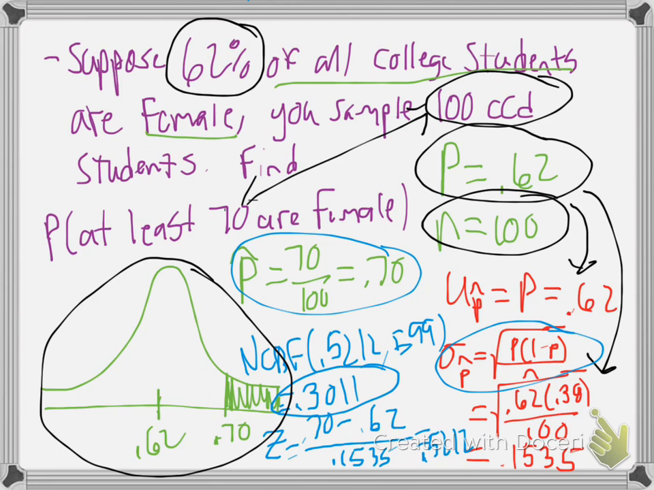The p-hat is your observation on the normal curve. The mean is the center. From there, once we have the picture, we're doing the normal z-score, normalCDF sequence. Okay, so you can see two examples here.